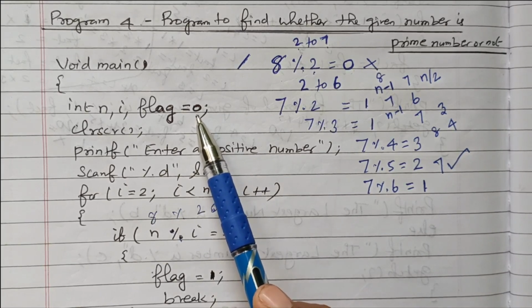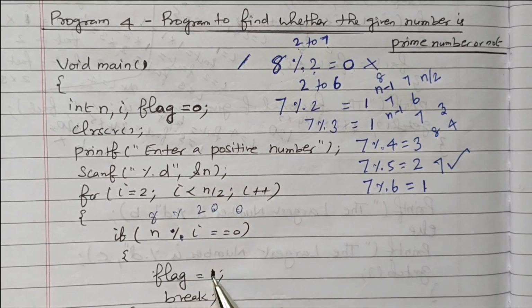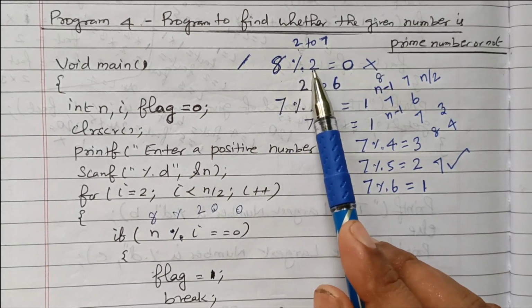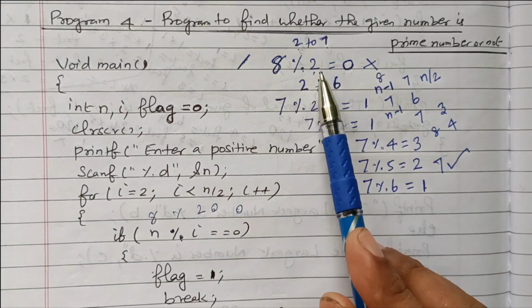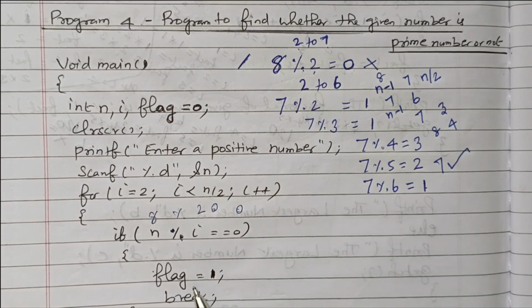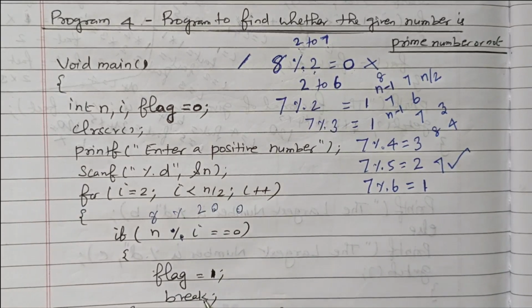So always it is 0. If it is divided by any number, we can immediately make the flag 1 and break the process. No need to continue, because once it is divided, 8 is divided by 2, there is no need to check with 3, 4, 5, right? We can break the process. So if it is divided, the flag becomes 1 and we break the process.